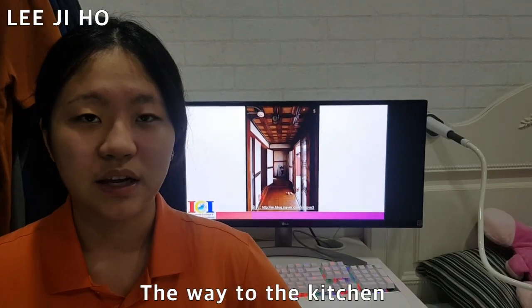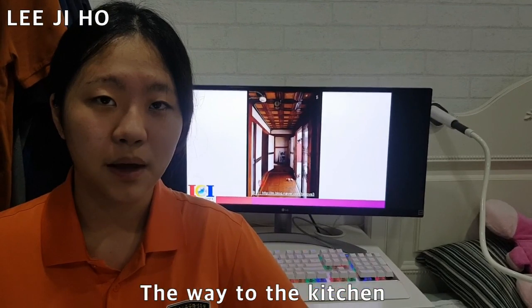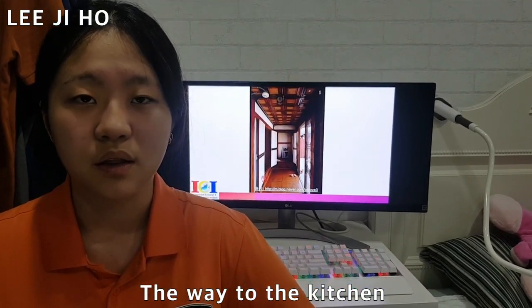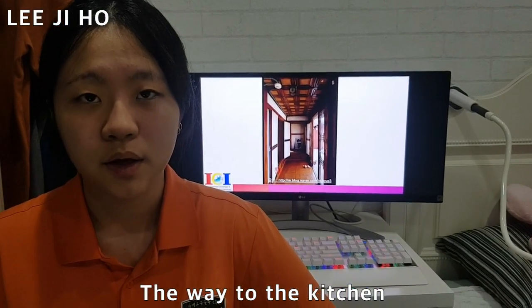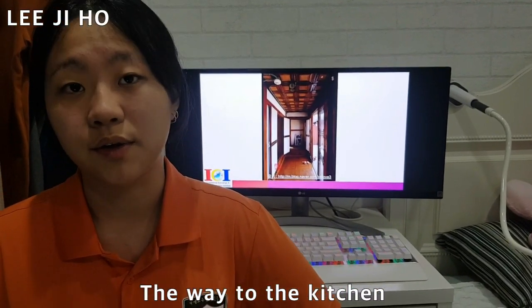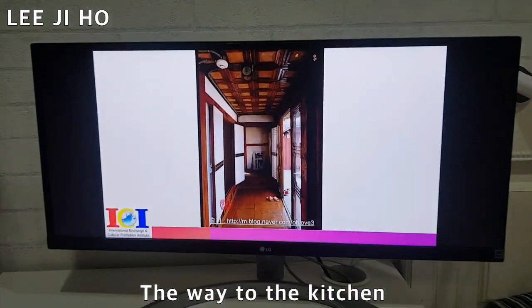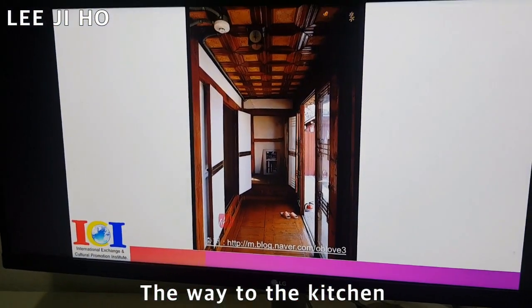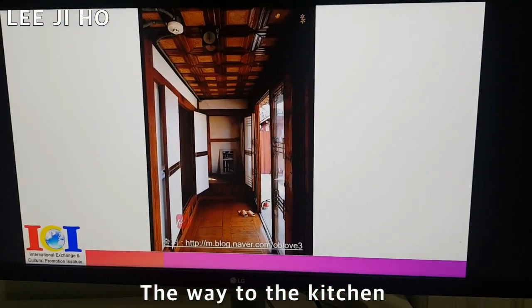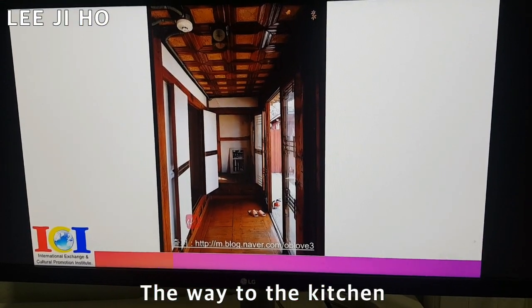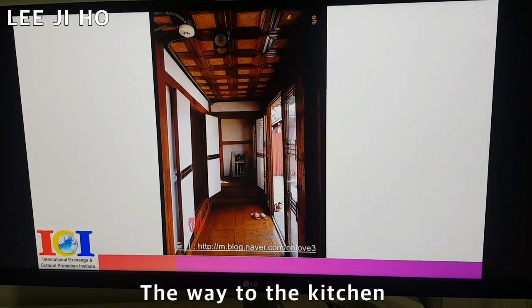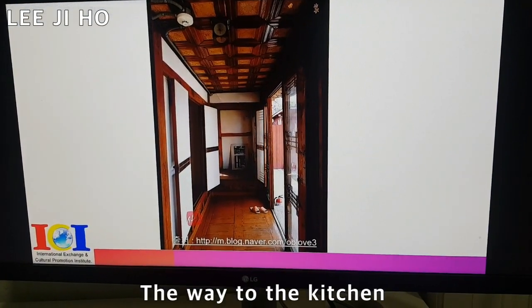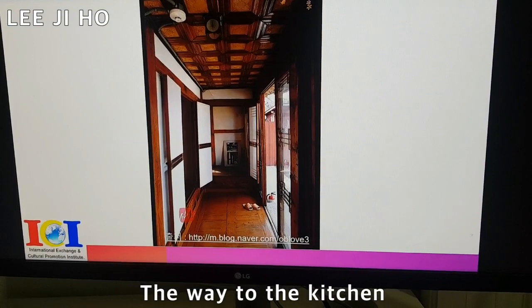This is the way to the kitchen. Between the sarangbang, which is the men's quarters, and the anbang, which is the women's quarters, is a sort of balcony where visitors can sit and rest. This balcony structure is called maru in Korean. In Korean traditional palaces, we can also see this structure, although it is much bigger. It is a must in most traditional Korean houses.